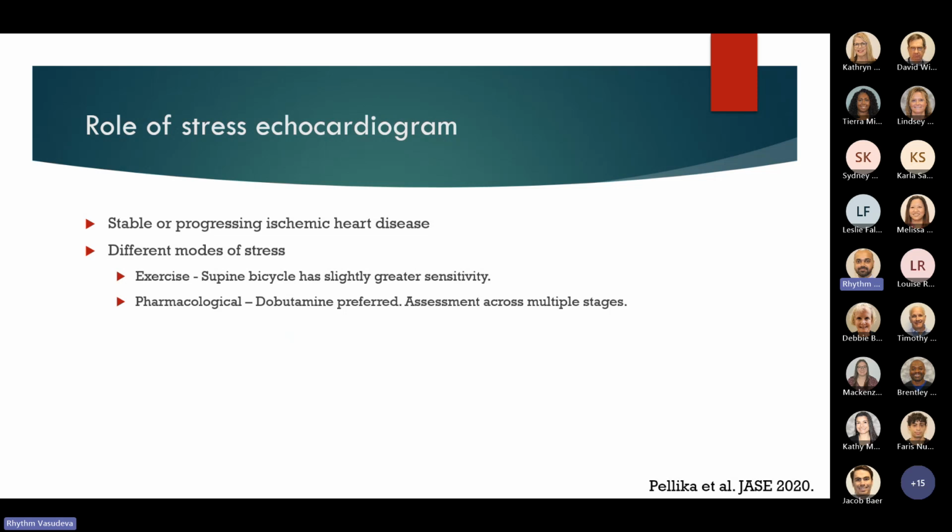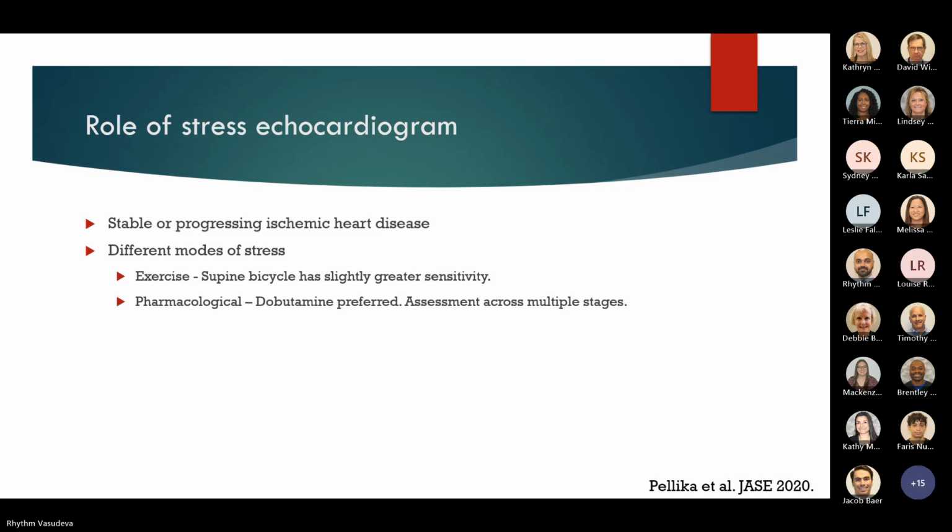So where does stress echo fall under this whole realm of ischemic heart disease? Really, it has no utility in the acute setting, so we should stay away from it. Unless you have a patient admitted and you're just not sure whether this is ischemic heart disease or not, then it may have some role, and you can get information relating to the EF as well. But mostly it's for stable or progressing ischemic heart disease, especially with symptoms, so worsening dyspnea or worsening chest pain.